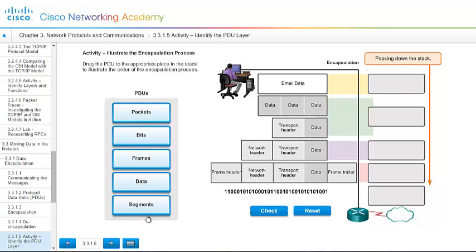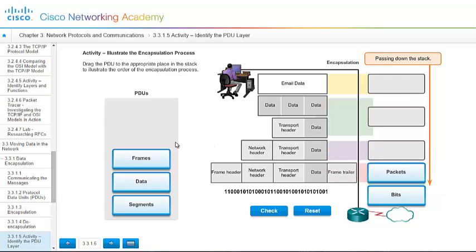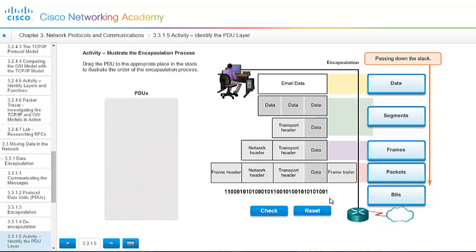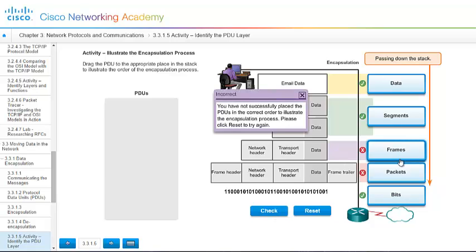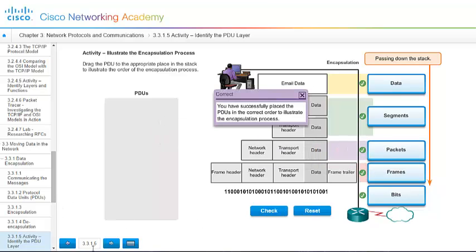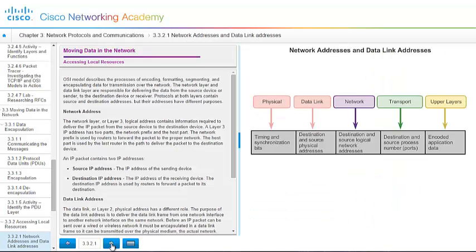Here's an activity that you can use to see if you can figure out where the information goes. Just drag and drop wherever you think the information needs to be, and then you'll check it and see what you got right or what you got wrong. And you can rearrange them and check them again. This is a great learning tool, the different activities throughout these units.